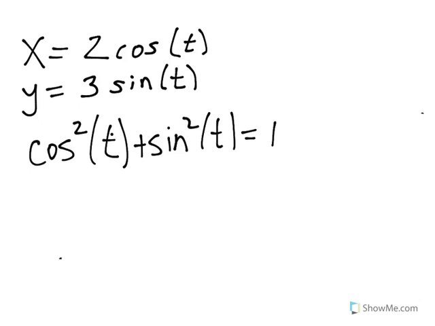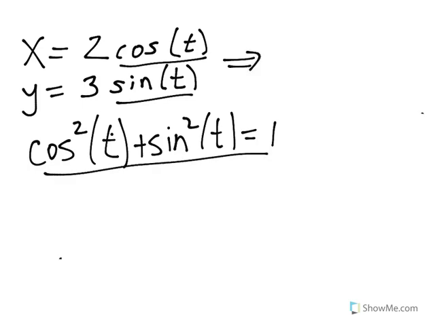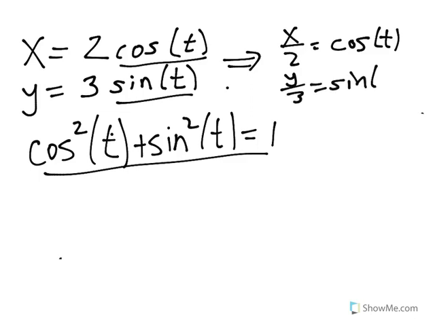Let's take the two equations that we have, and instead of just manipulating one of them, let's manipulate them both. Go ahead and get the cosine of t by itself and the sine of t by itself, and then we're going to end up using this Pythagorean identity. You should get something like x over 2 equals the cosine of t, and y over 3 equals the sine of t. Now take those two equations and square both sides of both equations.